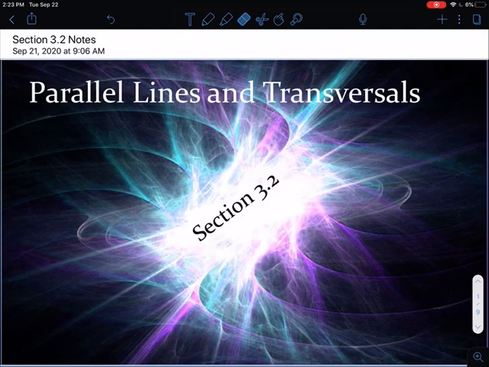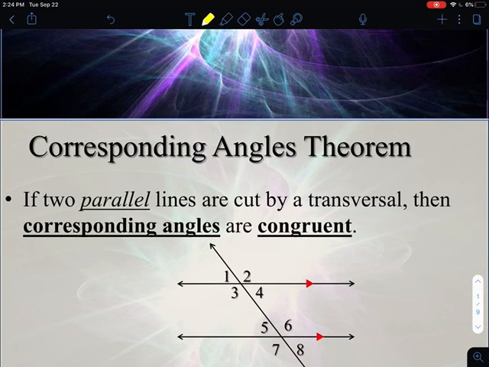All right, let's talk about the next section in chapter 3, which is going to build on what we talked about in section 1. So we talked about transversals, how those were lines that cut through two other lines. We talked about angle pairs like alternate interior and alternate exterior, corresponding. We're going to expand on some of those ideas today, especially as they pertain to parallel lines. So we're going to be talking a lot about when lines are parallel, what's going to happen with these different angle pairs that we discussed in the last section.